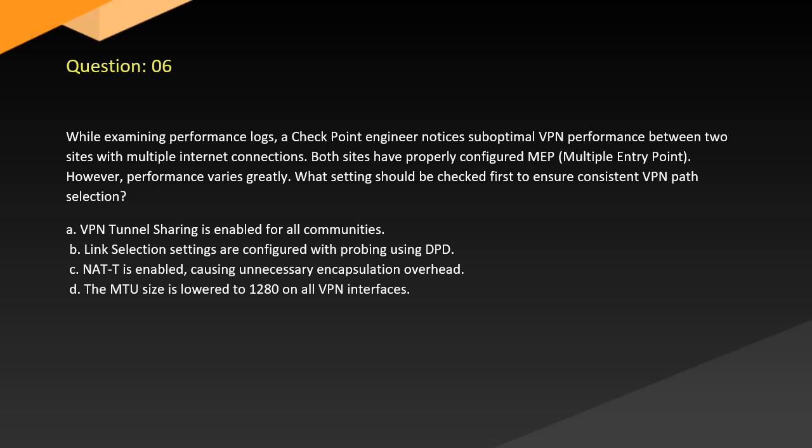A. VPN tunnel sharing is enabled for all communities. B. Link selection settings are configured with probing using DPD. C. NAT is enabled, causing unnecessary encapsulation overhead. D. The MTU size is lowered to 1280 on all VPN interfaces.